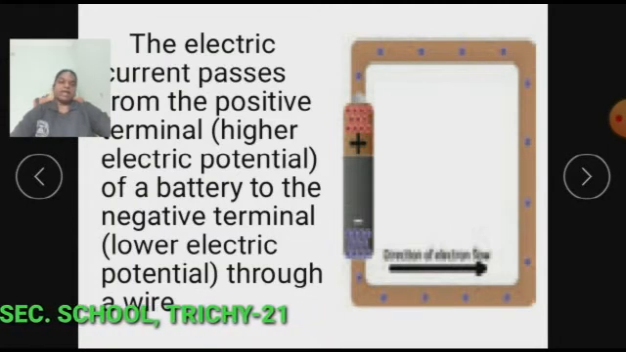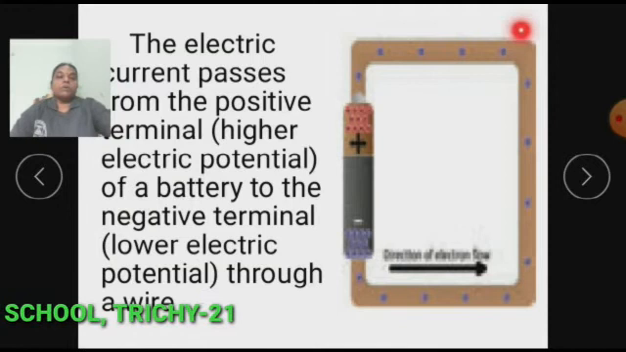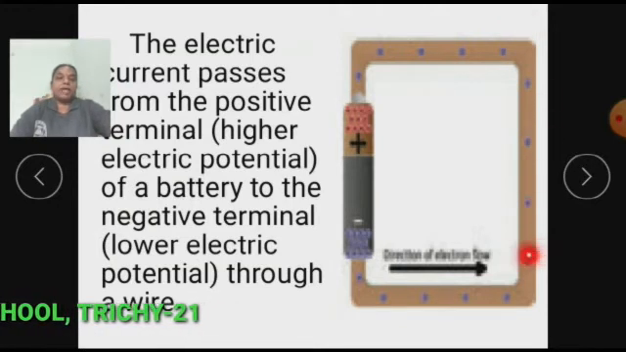In a similar manner, the electric current passes from the positive terminal, that means higher electric potential of a battery, to the negative terminal, that means lower electric potential, through a wire. Positive terminal is high electric potential and negative terminal means low electric potential.